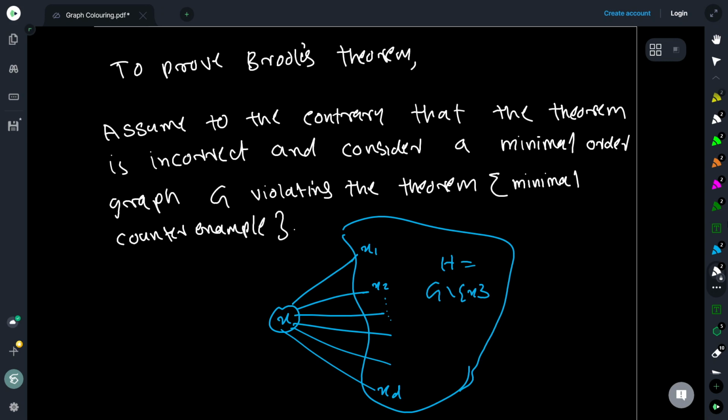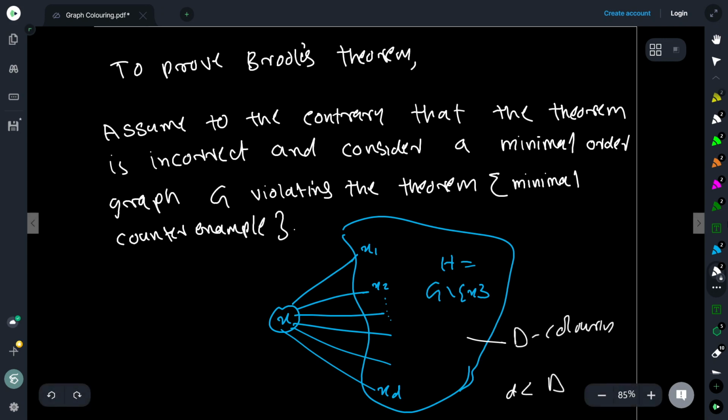So what we can observe from this is that x must be of degree delta, right? Because if the degree of x is less than delta, then H has a delta coloring, and in that coloring the neighbors of x, x1, x2, etc., xd, will use at most d colors. And if d is less than delta, then there is some color which is not used in the neighborhood of x. That color I can give to x, and therefore I'm happy, so I extended the coloring to x.